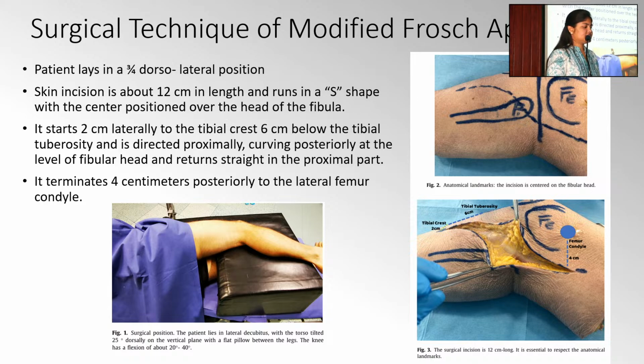So the incision is 12 centimeters and S-shaped. It begins 2 centimeters lateral to the tibial crest and 6 centimeters below the tibial tuberosity and is directed proximally. It is about 12 centimeters in length and runs in an S shape with the center positioned over the head of the fibula.